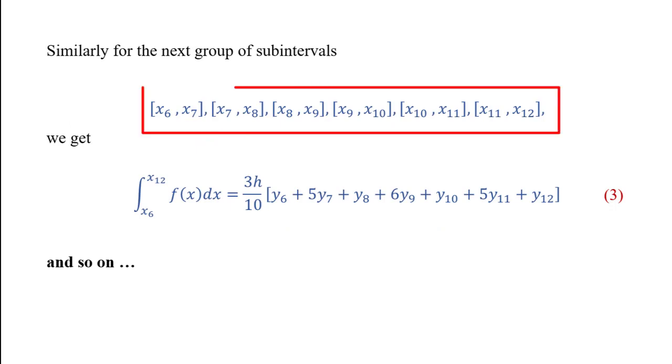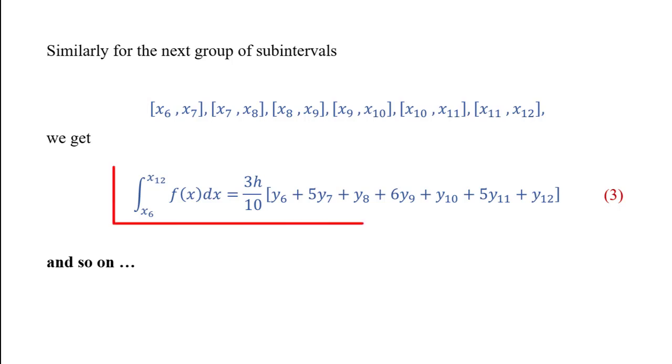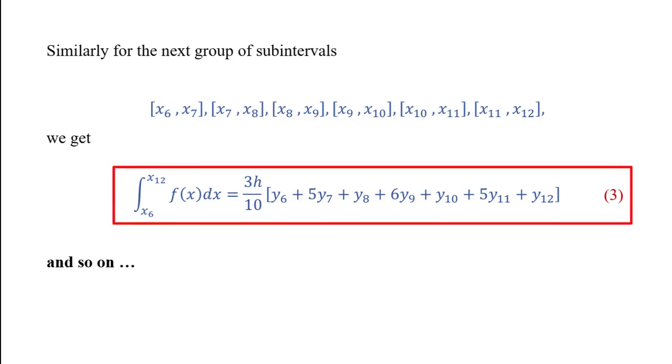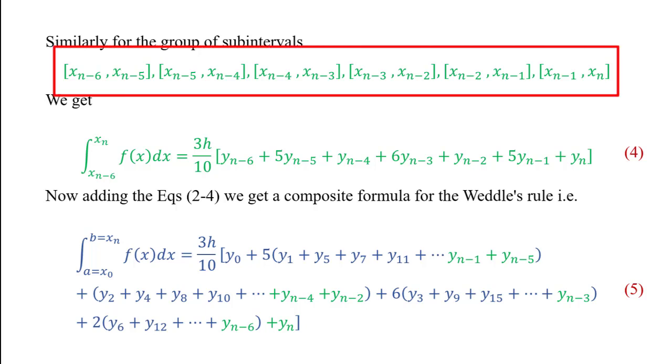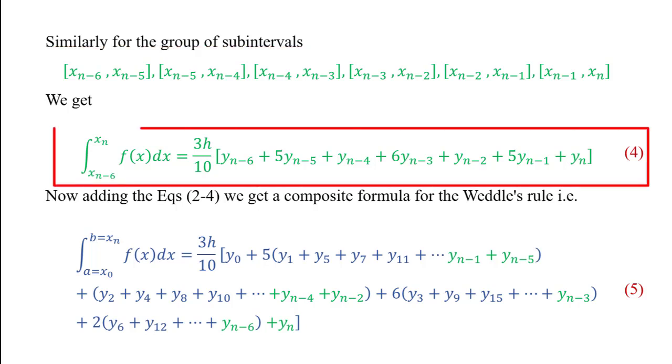Similarly, for the next group of subintervals x6 to x12, we get the following form given in equation 3. And so on. For the last group of 6 subintervals, we get 3h over 10 [yn-6 + 5yn-5 + yn-4 + 6yn-3 + yn-2 + 5yn-1 + yn].